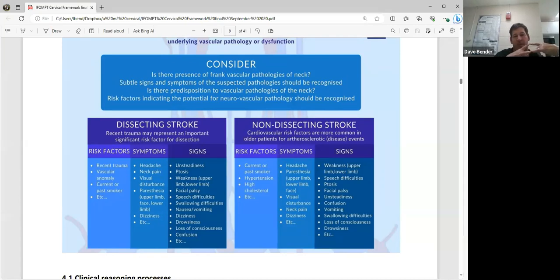With the dissecting stroke, of course, as it progresses, you're going to have potentially paresthesias and other problems. You see vestibular disturbances being high on both of these. It's interplaying there. So when we get into it, you look at cranial nerve testing. You do have a patient with neck pain and headache.